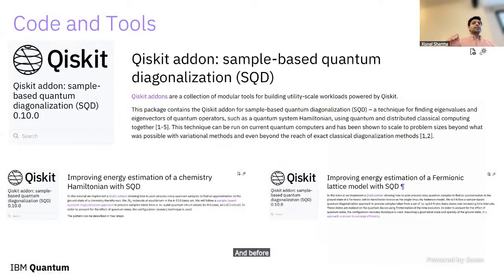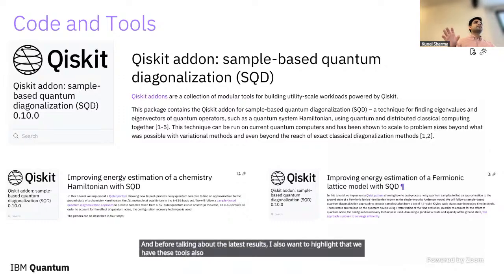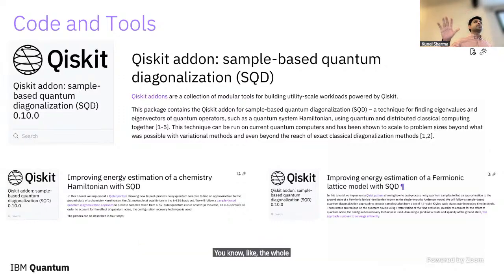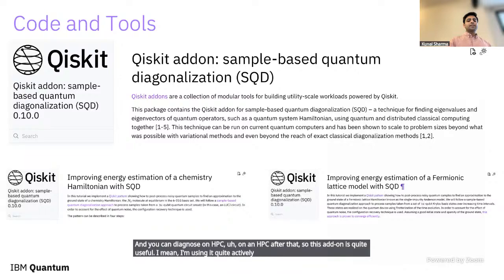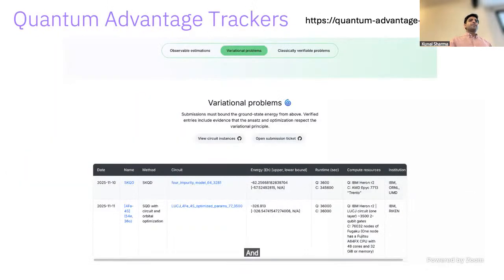Before talking about the latest results, I also want to highlight that we have added these tools in Qiskit, where the whole setup that I described, you can just use right away. You can give a Hamiltonian and say, run this algorithm. This add-on will automatically take care of it. It will apply time evolution circuits on the device, and you can diagonalize on an HPC after that. This add-on is quite useful. I'm using it quite actively. Another thing that we have introduced recently is this quantum advantage tracker.